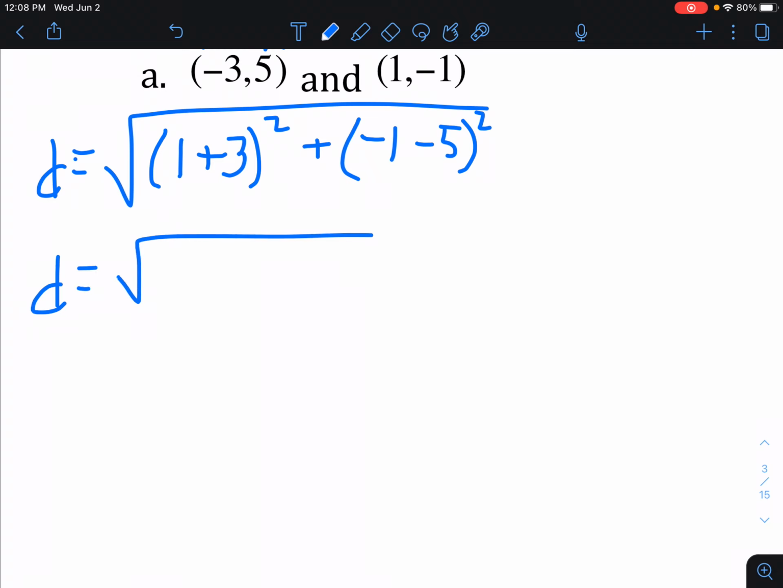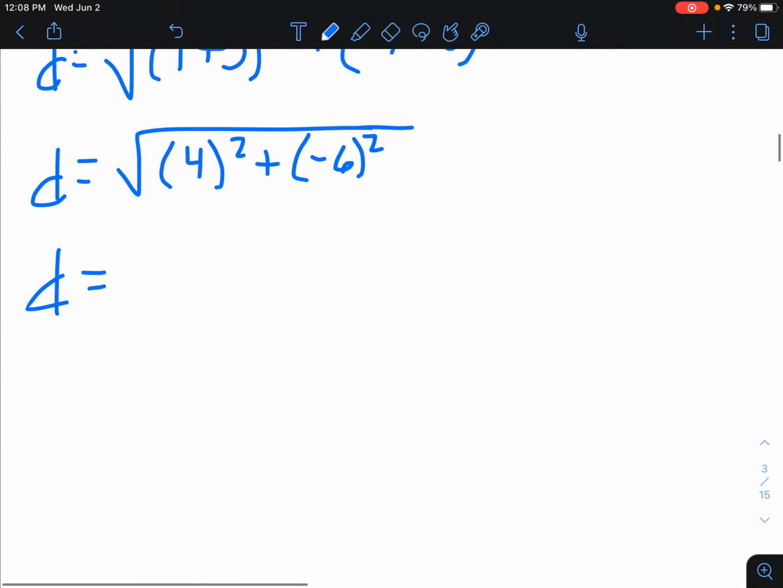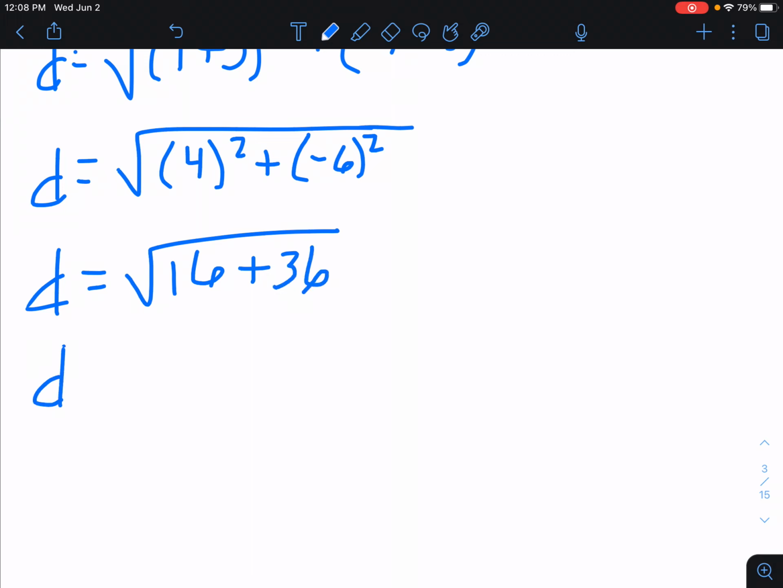So 1 plus 3, so that'll be 4 squared, plus negative 1 minus 5, that'll be negative 6 squared. Now I'm going to square those numbers. So 16 plus 36. Then I'm going to add those numbers. Square root of 52.